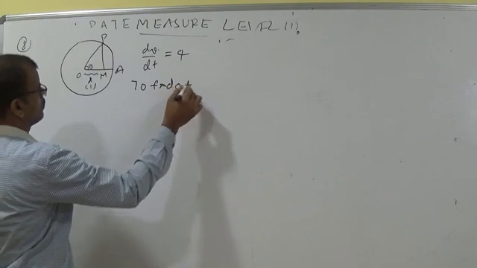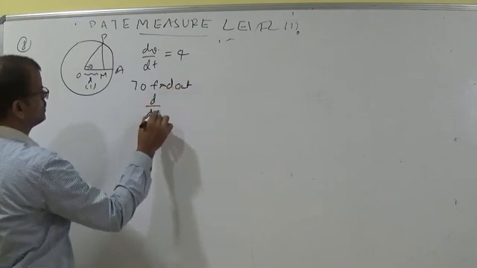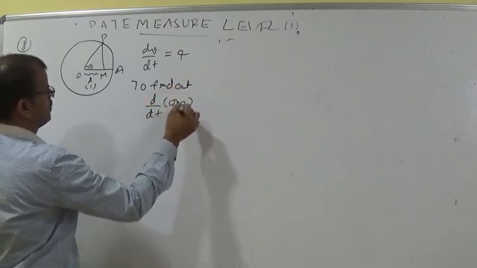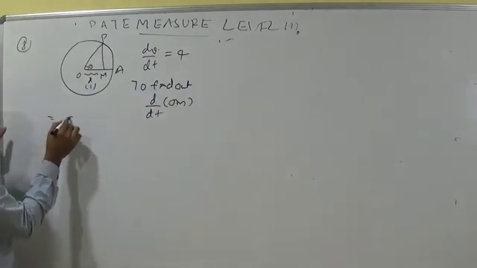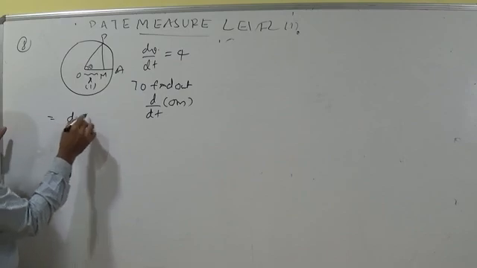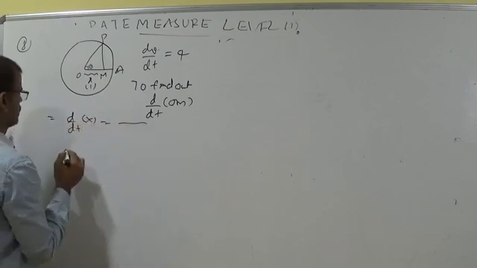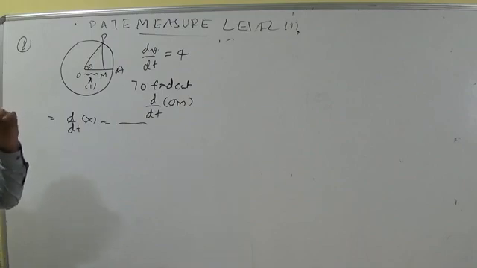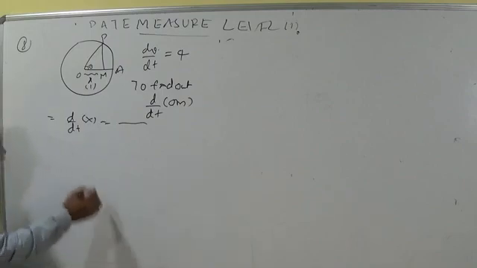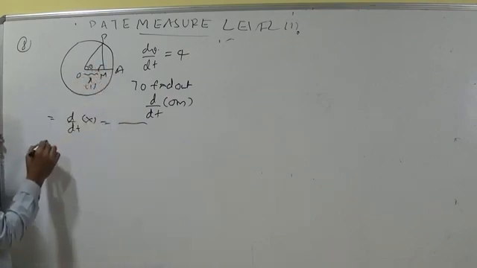To find out d by dt of OM, we take this one as x. So that is equal to d by dt of x. You should calculate this. d by dt of x, we have to calculate. So here, d by dt of x, same as the previous concept, draw the perpendicular.